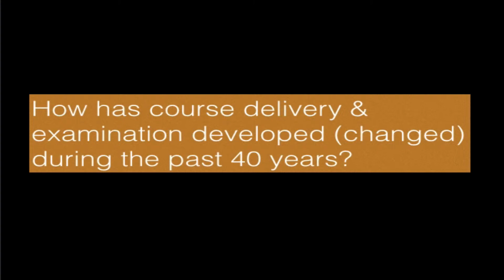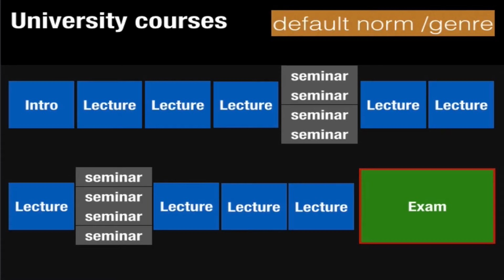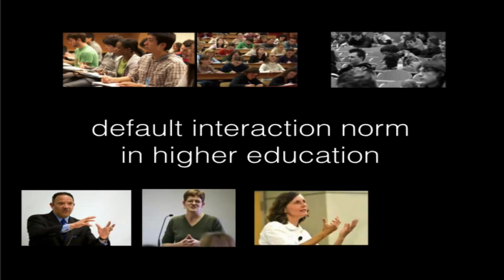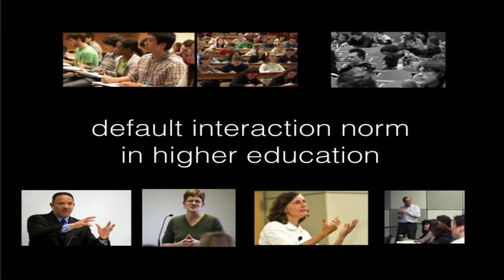In 1993, the internet became available for everybody, and in time, the internet was more than just information outwards, it was something that you could interact with. But course delivery and examination looks a bit like this, at least in a Swedish context, and I think in a lot of other contexts as well. Mostly lectures, a few seminars, and a large exam at the end. The default interaction norm in higher education is lecturing. It doesn't mean that lecturers aren't good at what they do in terms of how they lecture and what they present, but this is a default norm. The expert is the one who's doing the talking, not the person who is doing the learning.